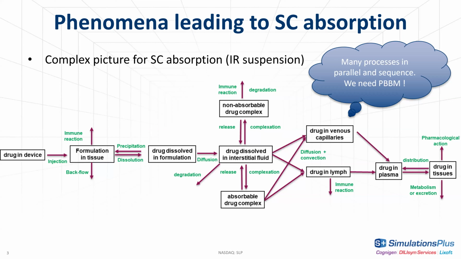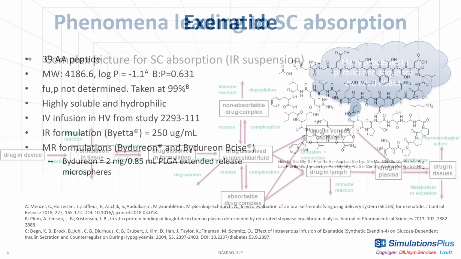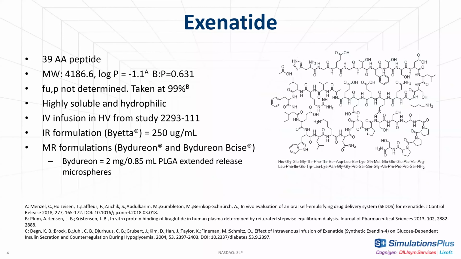So moving on to my first example on Exenatide. So Exenatide is a 4 kilodalton peptide. It's hydrophilic and it's present as 2 formulations, one IR formulation called Byetta and 2 MR formulations, Bydureon and Bydureon BCise. The difference between the two is the solvent that is used. Bydureon is aqueous-based and Bydureon BCise is Miglyol-based. So I'll be speaking more on Bydureon, so the aqueous-based suspension.